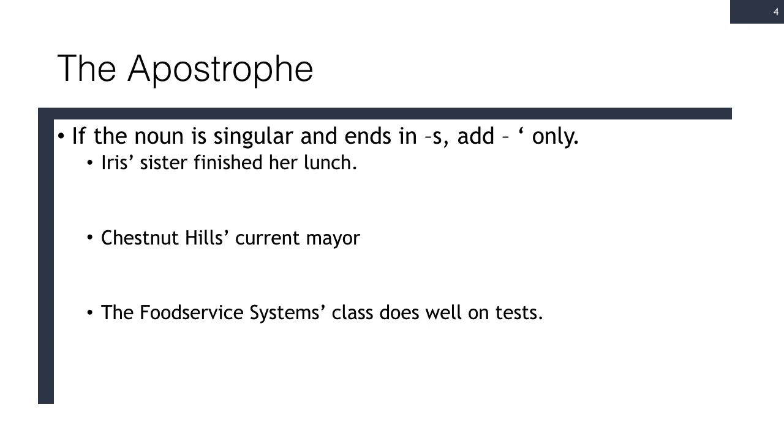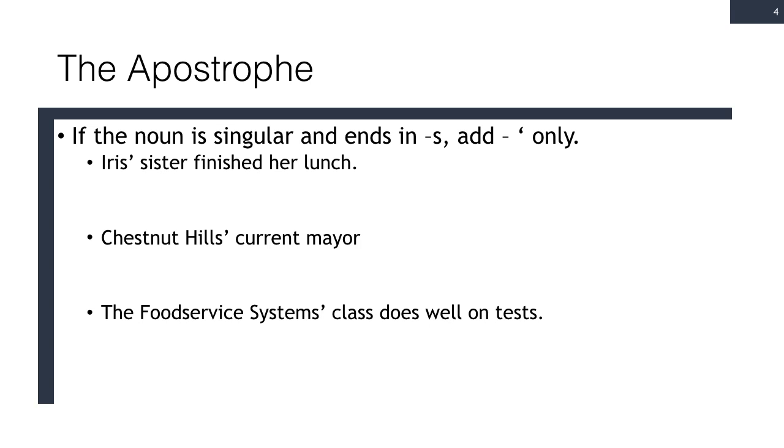All right. So if the noun is singular and ends in an S, you would add only the apostrophe. So for example, Iris, that name, ends in an S. Instead of adding apostrophe S here, you would simply just add the apostrophe after the S. So Iris's sister, the sister belongs to Iris, so it's possessive. So Iris's sister finished her lunch.